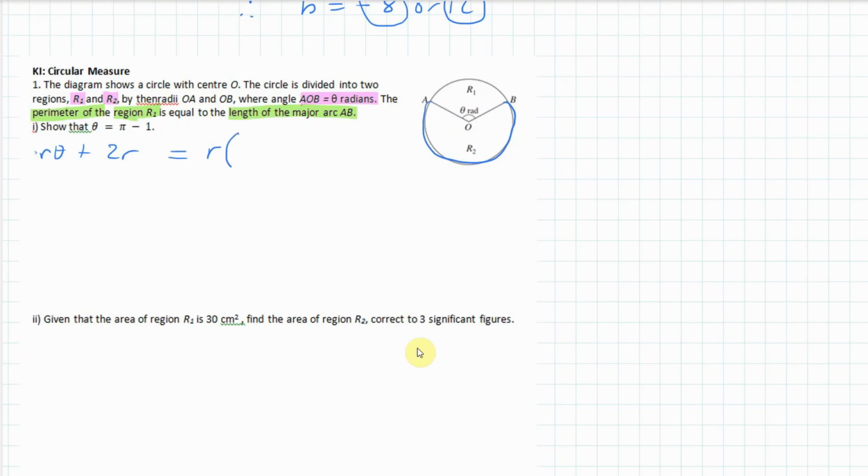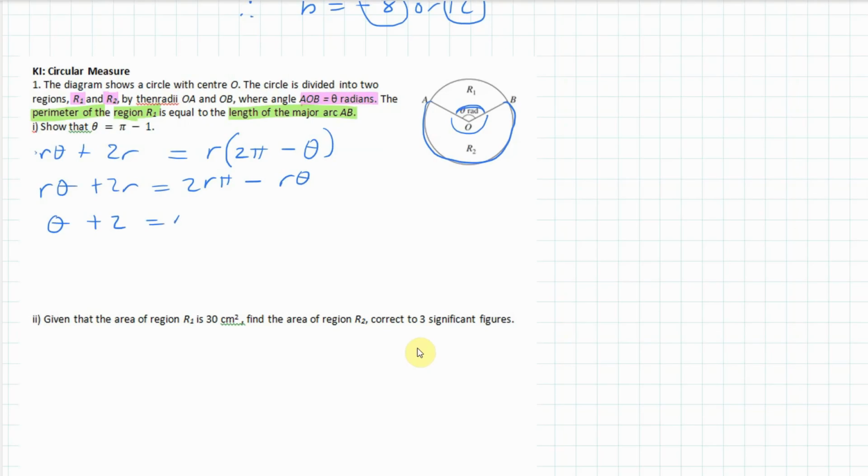Now we know that if this is theta here, this one must be 2 pi minus theta. Why is it 2 pi minus theta? Because in 360 degrees, or in a whole circle, there are 2 pi. So let's do this. We go r theta plus 2r equals 2r pi minus r theta. Now we can divide r out because r is in every term, so we can say theta plus r equals r pi. Oh, sorry, no, we're getting rid of the r's. Larry, wake up.